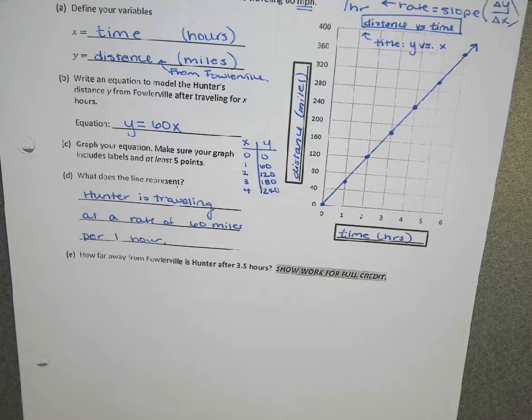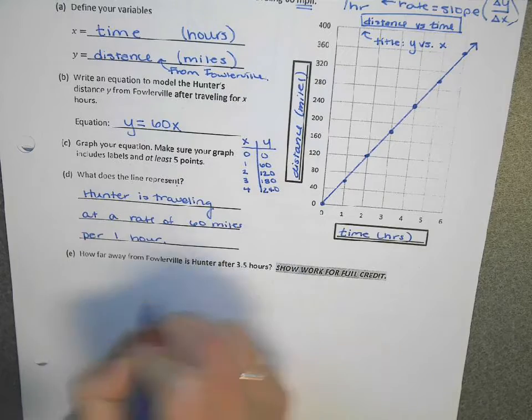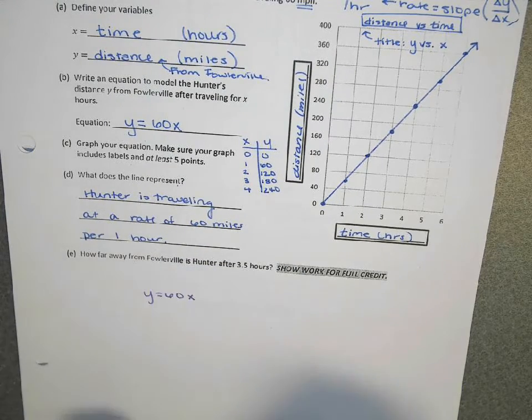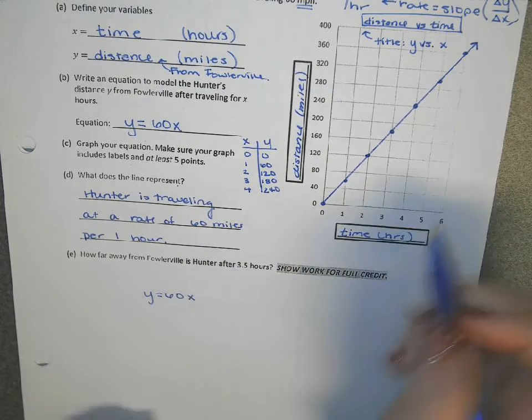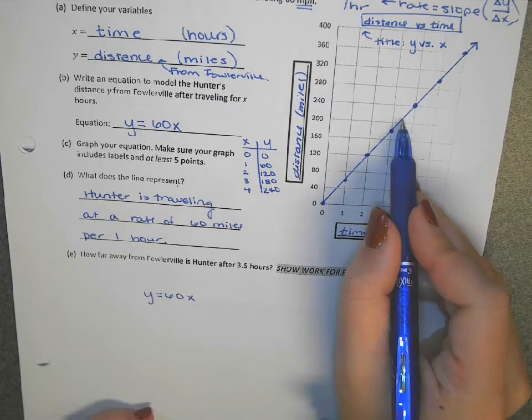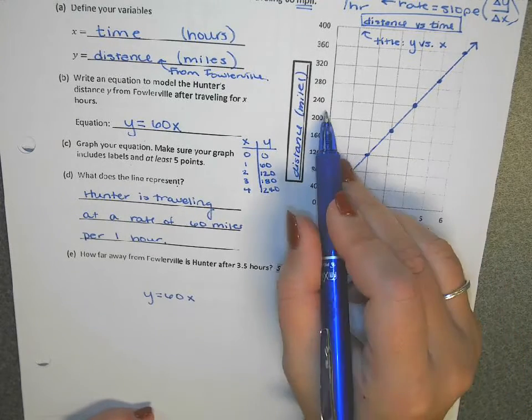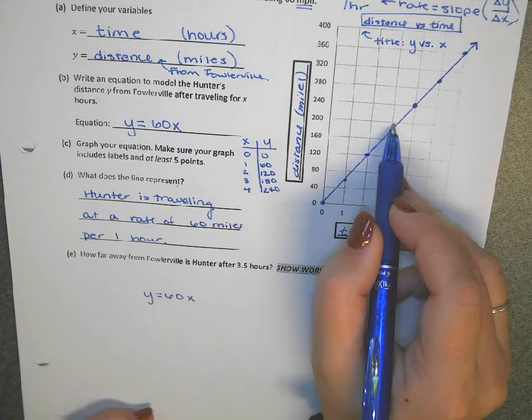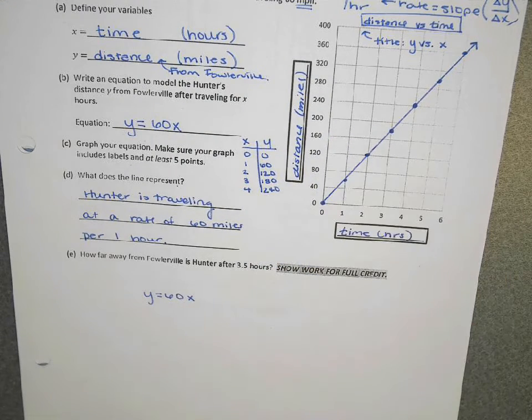How far away from Fowlerville is Hunter after 3.5 hours? Okay, now we know that our equation here is y equals 60x, and I can't always find 3.5 on my graph and figure out exactly where this is, because I know it's between 200 and 240, but I can't really see exactly where it would be. So because of that, we're going to have to use the equation that we wrote.